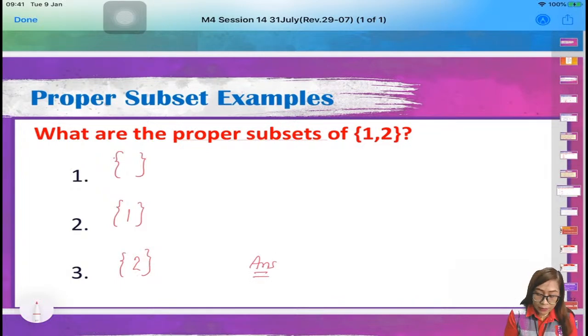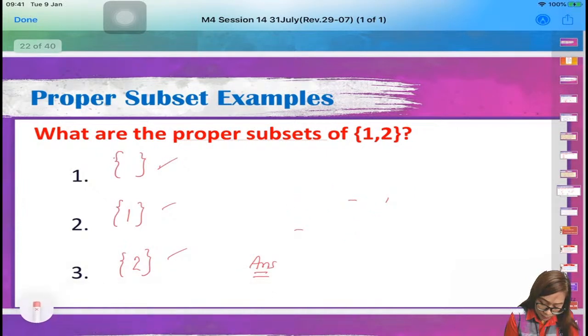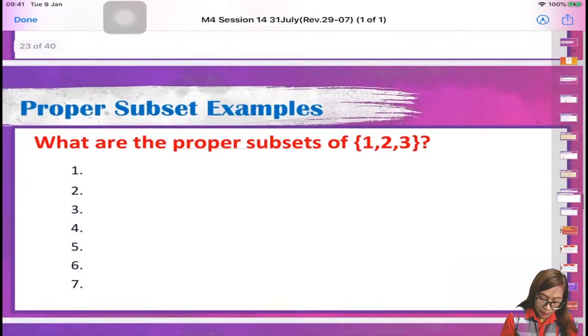So in this case, we will not include the set {1, 2} because the set {1, 2} is equal to the set {1, 2}. So it's only these three, because according to the definition of proper subsets, A must not equal B. They should not be equal. Okay, erase this one because this is not included in the set of proper subsets. Okay, next is the second one.